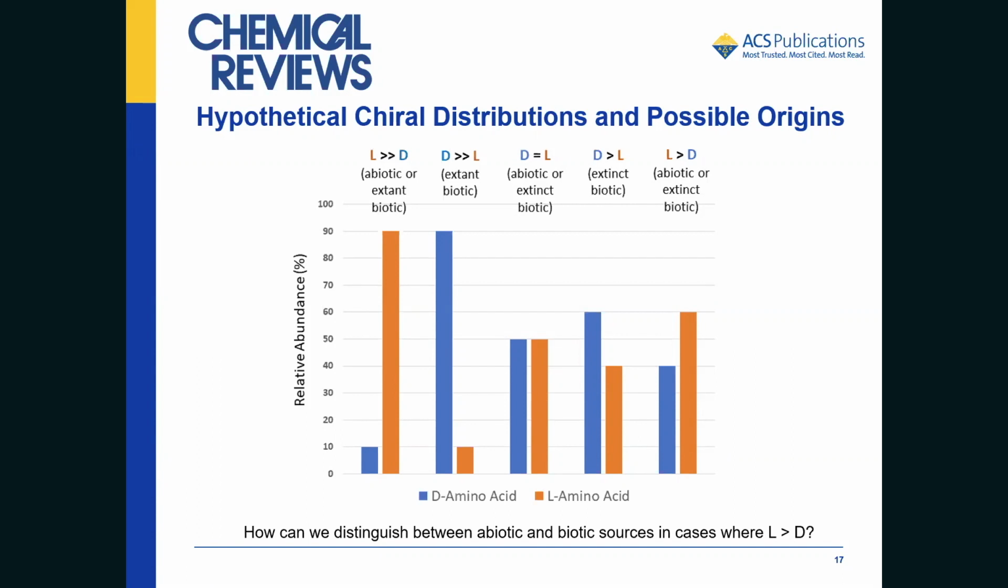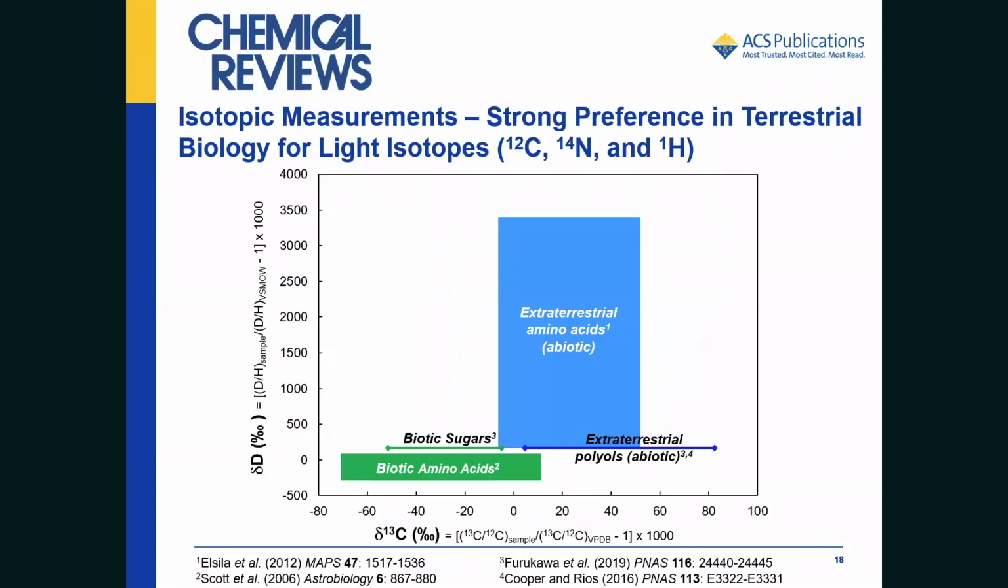So again, how can we distinguish between abiotic and biotic sources in cases where the left-handed is greater than the right-handed? Which I would probably be the first to argue may be the most likely case in our solar system, considering that the evidence is showing that we were biased towards the left-handed form from the very beginning. Well, isotopes will be key here. In terrestrial biology, there's a strong preference towards the lighter isotopes, carbon-12, nitrogen-14, and hydrogen, as opposed to deuterium. And if you measure these organics, in this case, amino acids and polyols, in both terrestrial samples and extraterrestrial samples, you can easily pull out the sources if you can do, for example, the D to H and the carbon-13 to carbon-12 measurement.